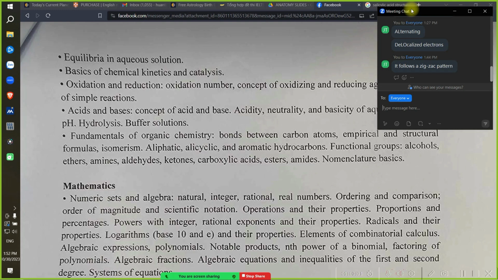Because naming is too easy. I feel like nomenclature is just too easy, but this is medical school. Names don't really matter now, I think.